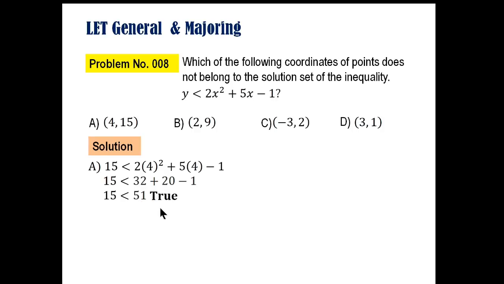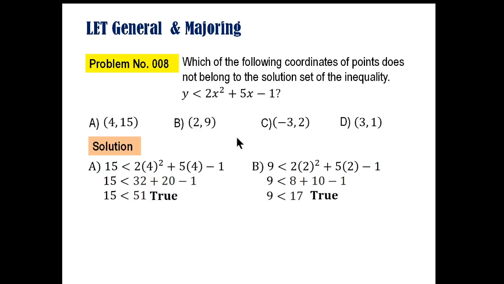That's true. Next, for letter B, x is 2, y is 9. So 9 less than 2 times 2 squared plus 5 times 2 minus 1. Simplify: 2 squared, that's 4 times 2, 8, plus 5 times 2, 10, minus 1. This is equal to 9 less than 17. Is this true or false? Also true. Take note that we're looking for the coordinates of the point which does not belong to this inequality, meaning we're looking for false.